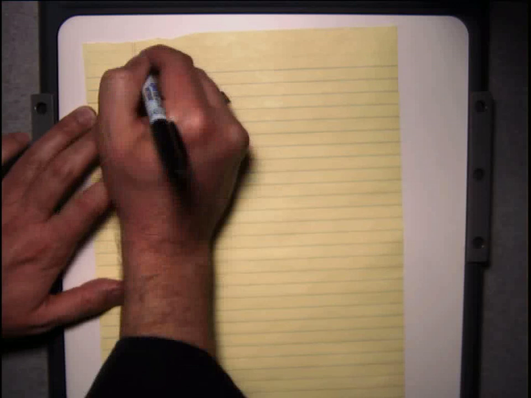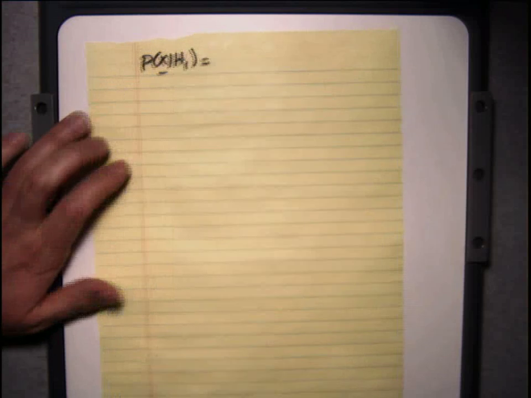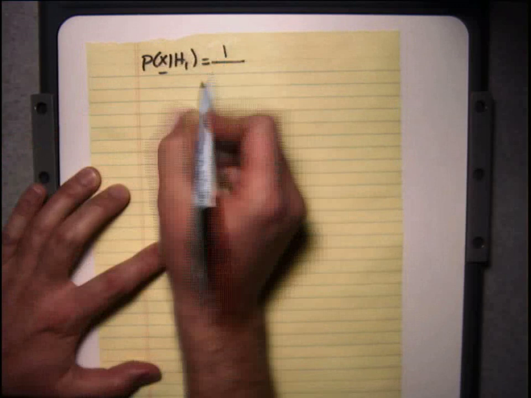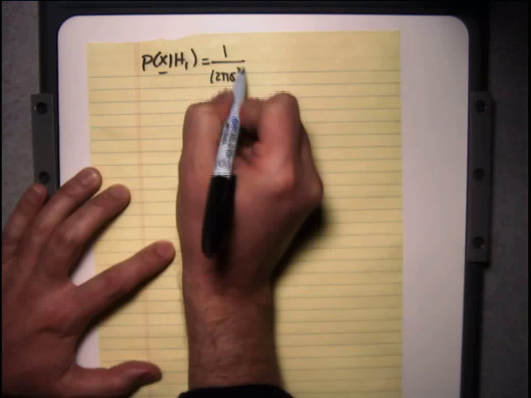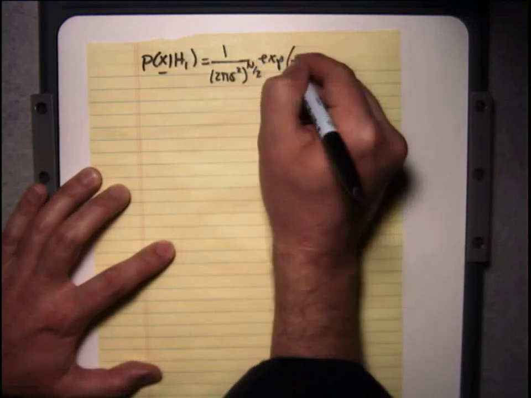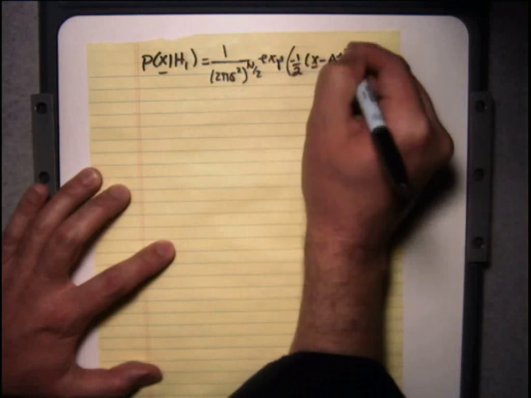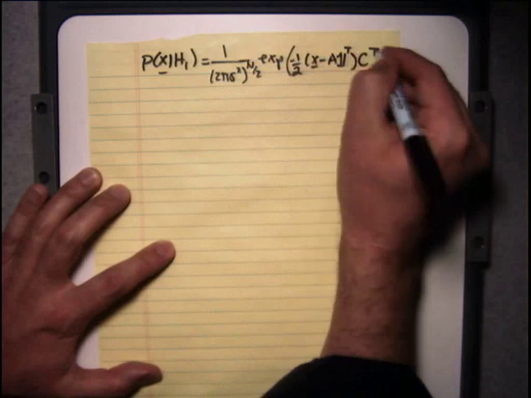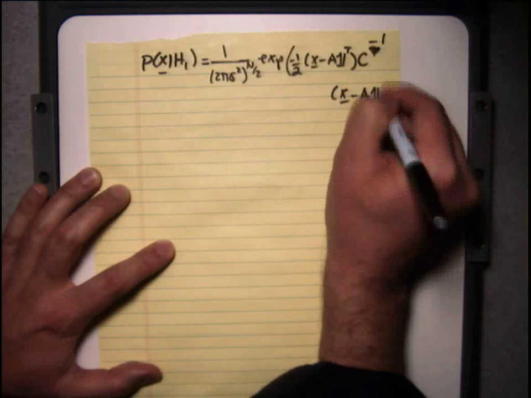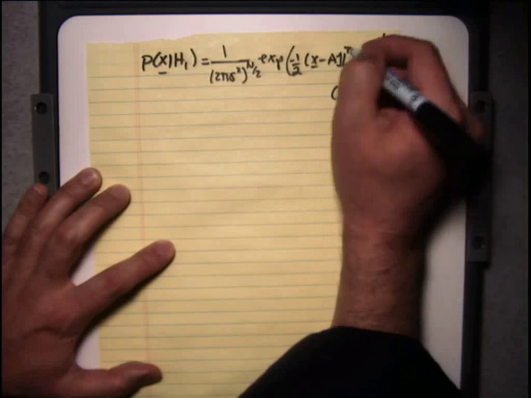Okay, PDF of X given H1. So this is an n-dimensional Gaussian distribution. So the denominator gets a normalization factor (2 pi sigma squared) to the n over 2. And then you have the exponential of minus 1/2 (x minus a times 1) transpose C inverse times (x minus a times 1). Sorry, this transpose goes outside.